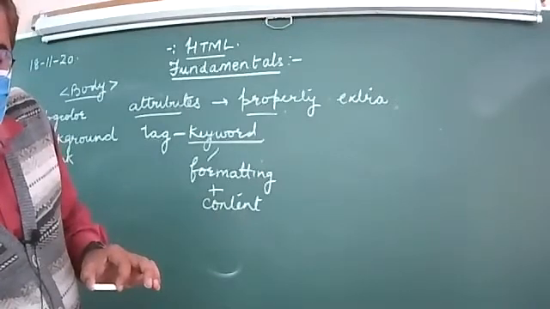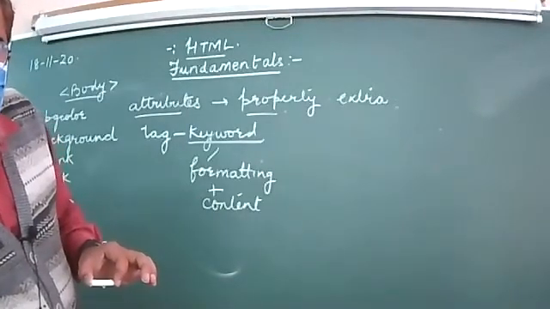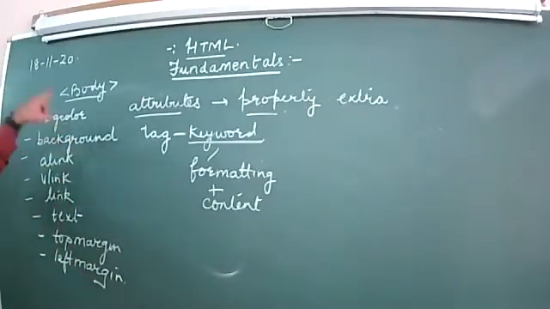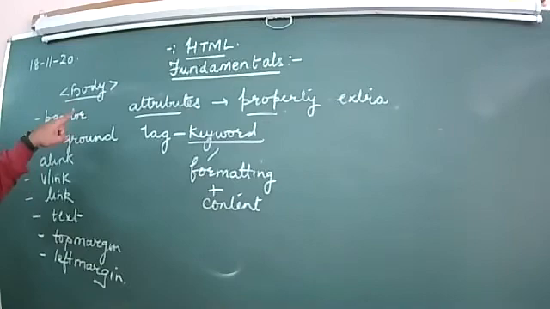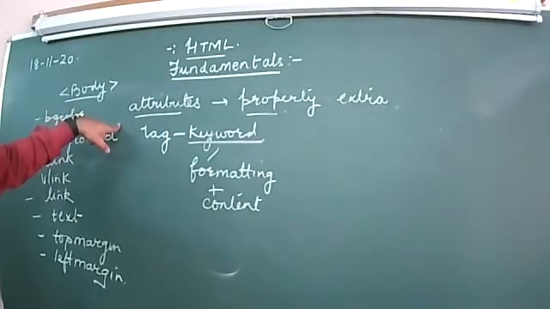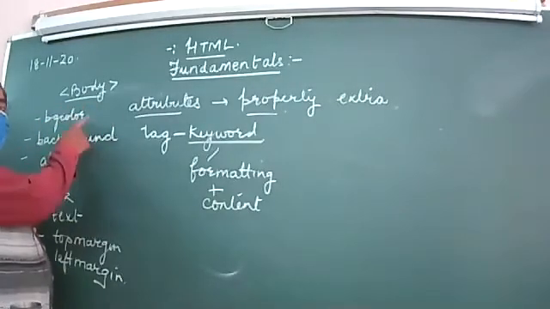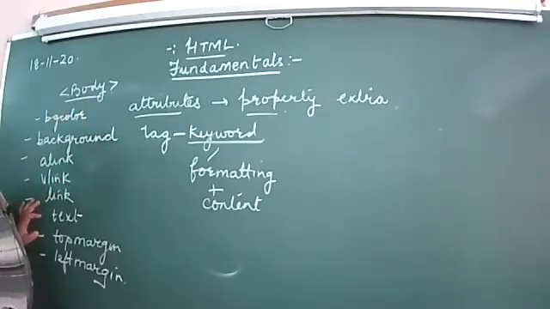First of all comes your BG color attribute. How to define an attribute? What is expected from you in the pre-boards and the boards? BG color attribute stands for background color. It is the attribute of body tag which specifies the color to be displayed in the background of the web page.